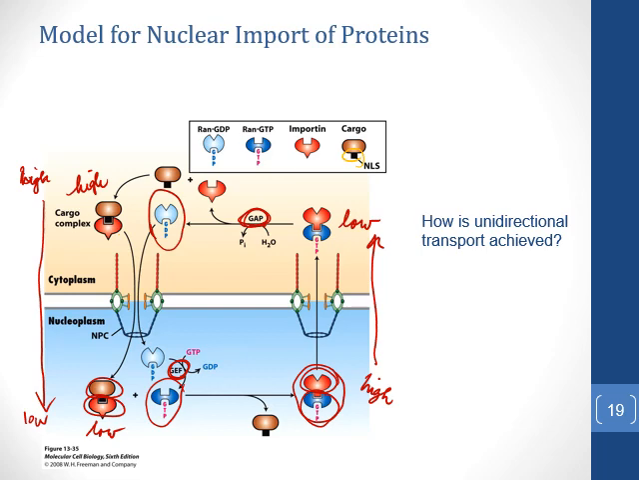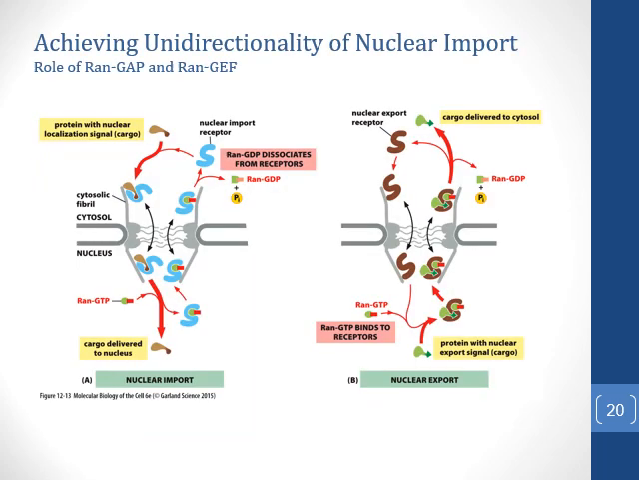And so really what you can say is this: the localization of GAPs and GEFs ensures that you have RAN GDP in the cytosol and RAN GTP in the nucleus. And the concentration of RAN GDP in the cytosol and RAN GTP in the nucleus is what's responsible for these concentration gradients, the concentration gradient with the importin receptor. And so those concentration gradients are going to drive the unidirectional movement. This really just says the same thing. Achieving unidirectional movement of nuclear import is due to the location of RAN GAP and RAN GEF.